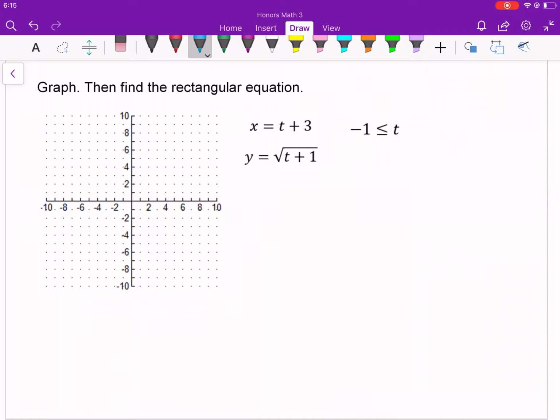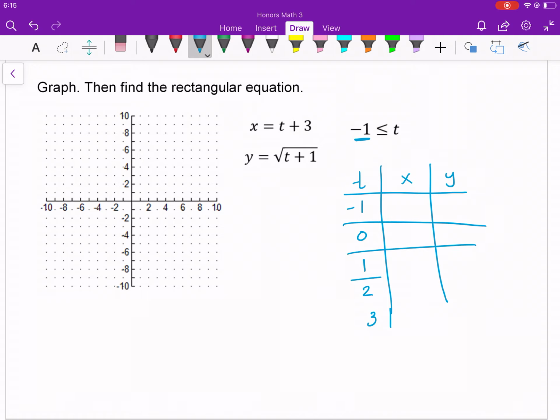Let's go ahead and graph this one. Same idea. I'm going to go ahead and make my fancy table. I've got my t, my x, and my y. And I'm going to go ahead and pay attention to what parameters they give me. So it just says it has to be greater than or equal to -1. So I'll start with -1, 0, 1, 2, 3. I don't know. Go as far as you want until you see enough of the graph.